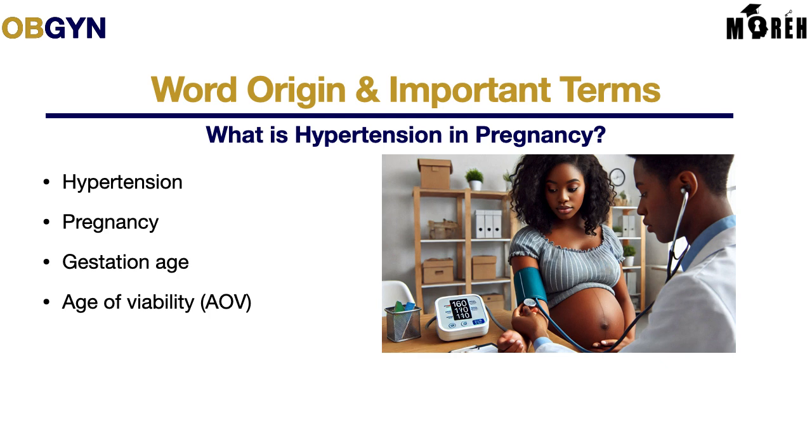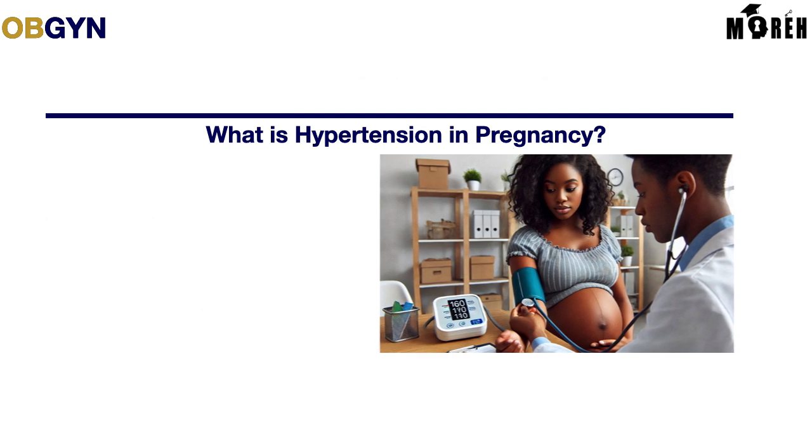So, based on the NICU services and the different equipment needed in the hospital to ensure the survival of the baby, or to create a near-normal environment like the womb for the fetus, that is what is going to determine what the age of viability is. So, what then is hypertension in pregnancy?